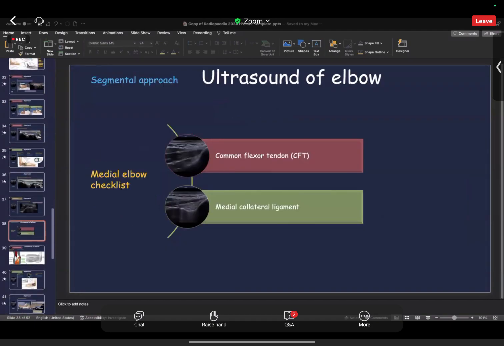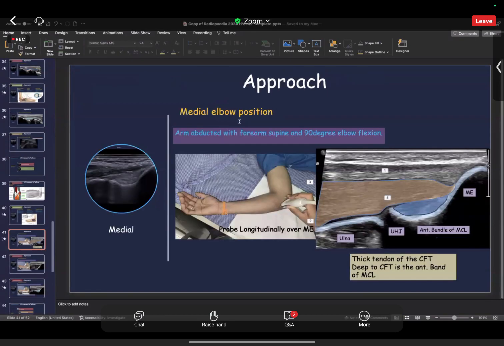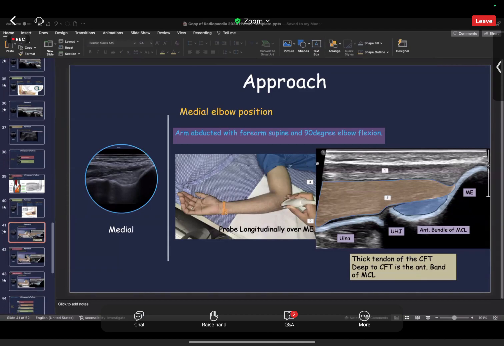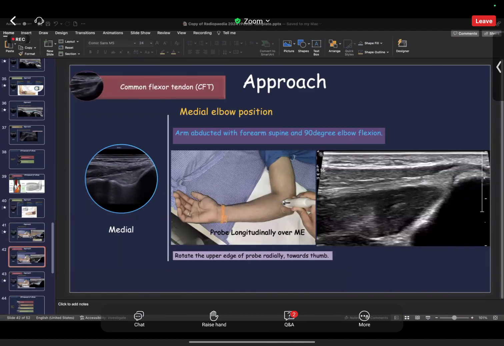And one more is the position of the medial elbow. So the arm is abducted, the forearm is in supination, with 90-degree flexion at the elbow, and you will get this image. To look for the common flexor origin, you keep the proximal end of your probe over the medial epicondyle, and you just sweep the probe from the thenar to the hypothenar region.